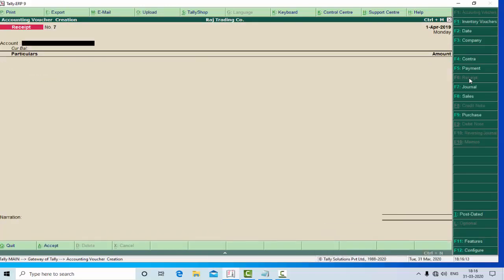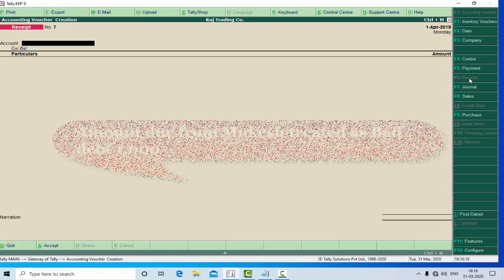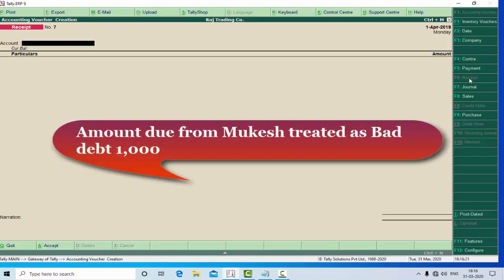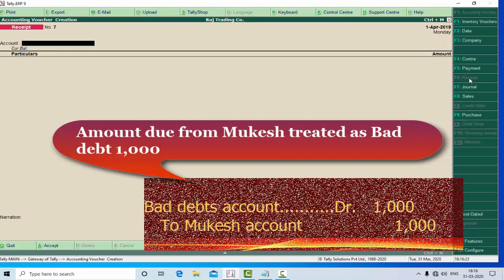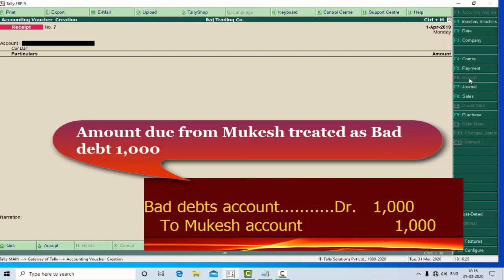So next entry is amount due from Mukesh treated as bad debt. Amount due from Mukesh treated as bad debt means Mukesh refused to make the payment of 1,000. Any amount refused by the customer, that amount is treated as bad debt. The entry will be bad debt account debit, and the person who refused to make the payment, credit that account, meaning credit the Mukesh account and debit the bad debt.